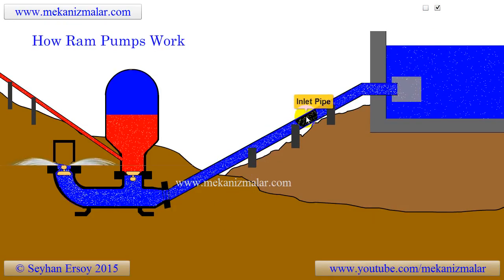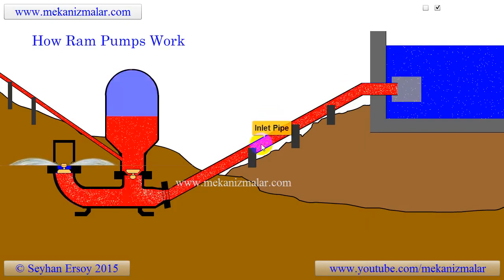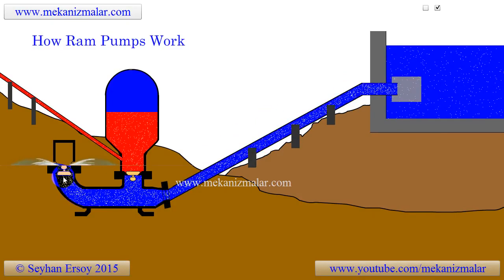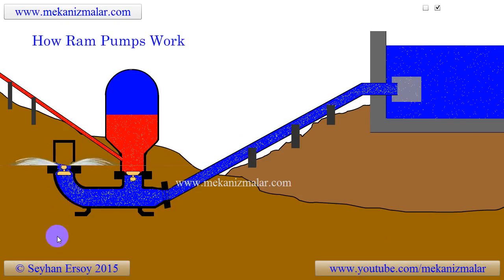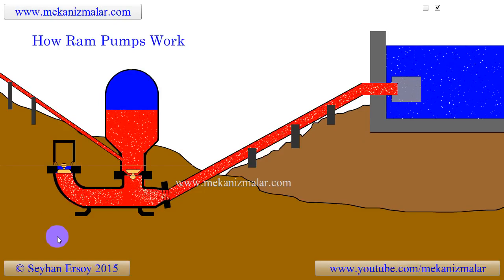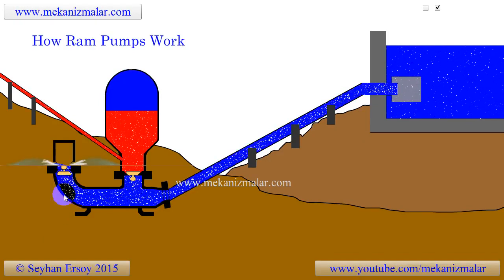The water flowing from higher elevation is fed to the ram pump through inlet pipes. Since the waste valve is initially open, the water begins to flow outward at high speeds and is discarded to the environment. This causes the pressure around the waste valve to drop and shuts it quickly.